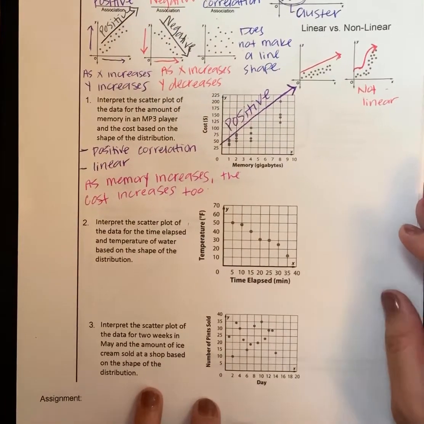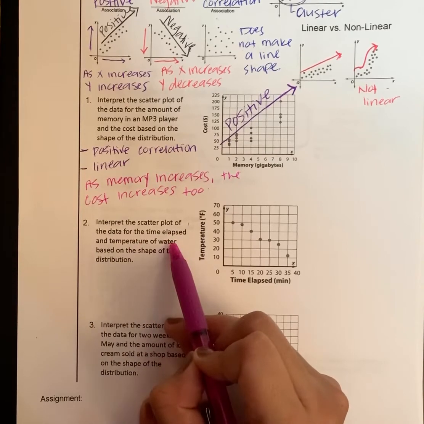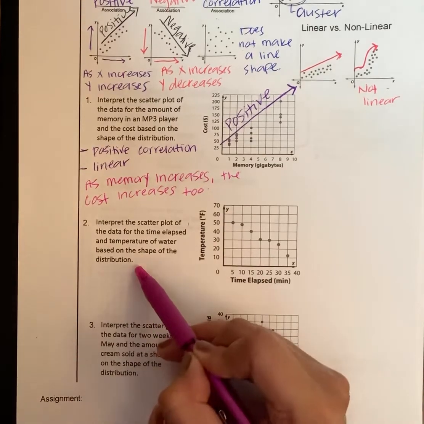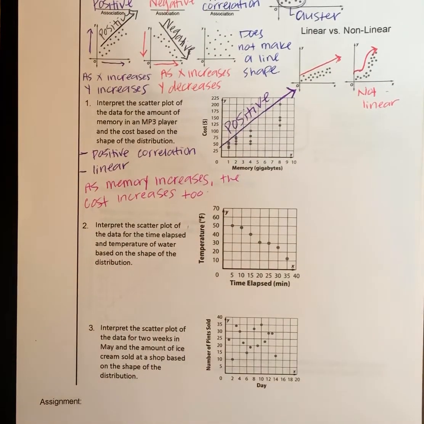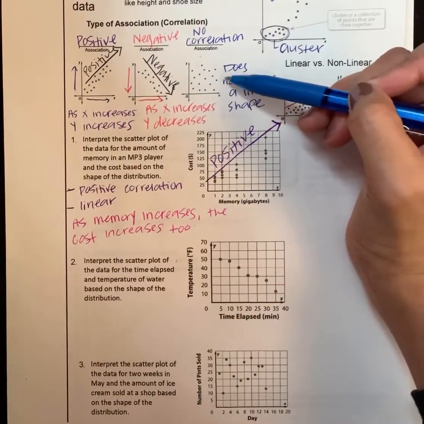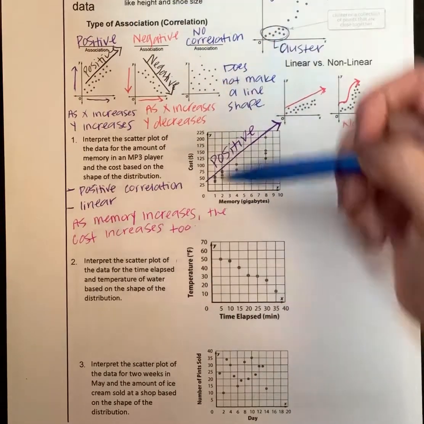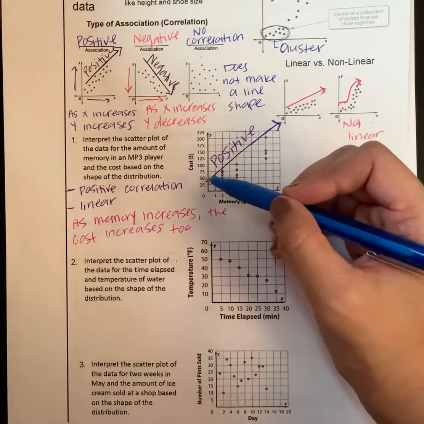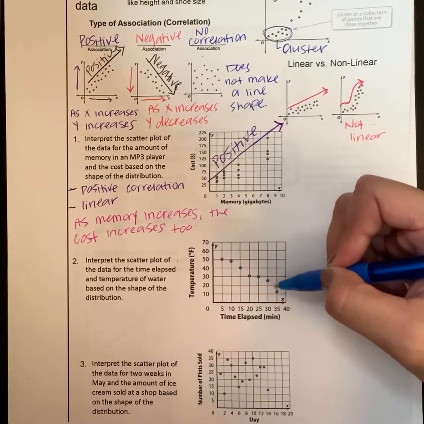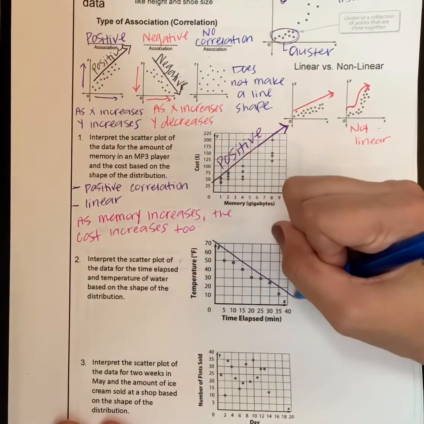Let's look at example 2. Interpret the scatter plot of the data for the time elapsed and temperature of water based on the shape of the distribution. So let's go to our graph and see what kind of line we can make. Well, it's not clustered. It's not randomized like a no correlation. It's not necessarily going in a positive direction like the first example was, but it is going down in a negative direction. So let's go ahead and make our negative line.